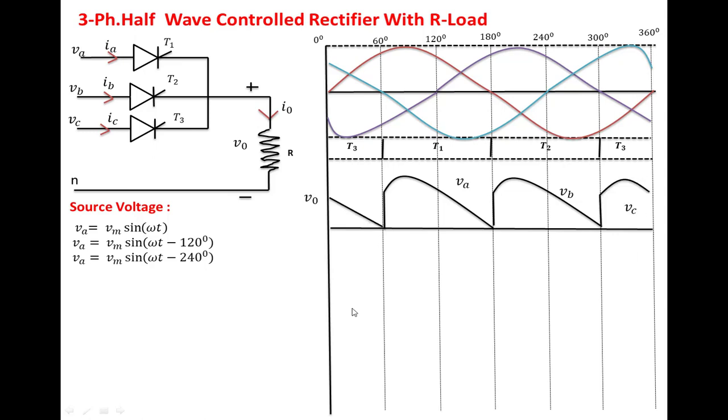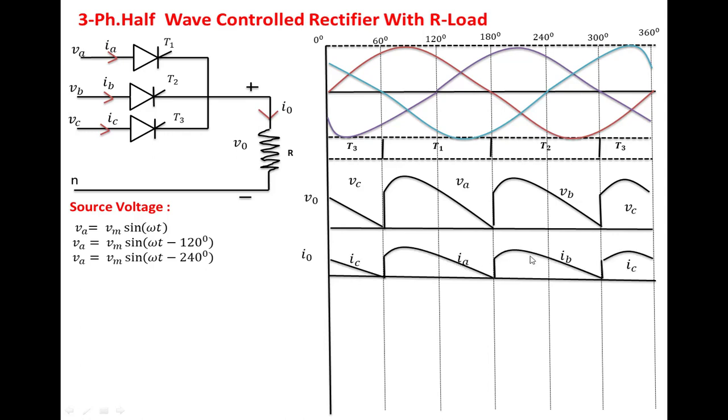Now we are going to draw the output current waveform. Here the load is a resistive load, so this voltage waveform divided by the resistance gives the current waveform. The current waveform is the same as the voltage waveform, but the magnitude will be lesser. You have taken the R value greater than 1. This is phase A, this is phase B, this is phase C.